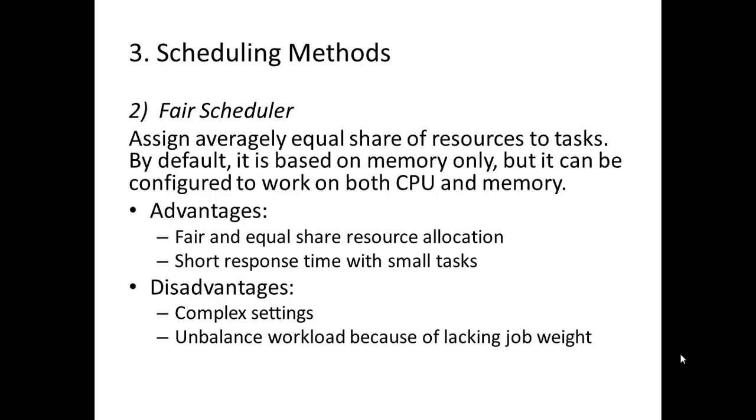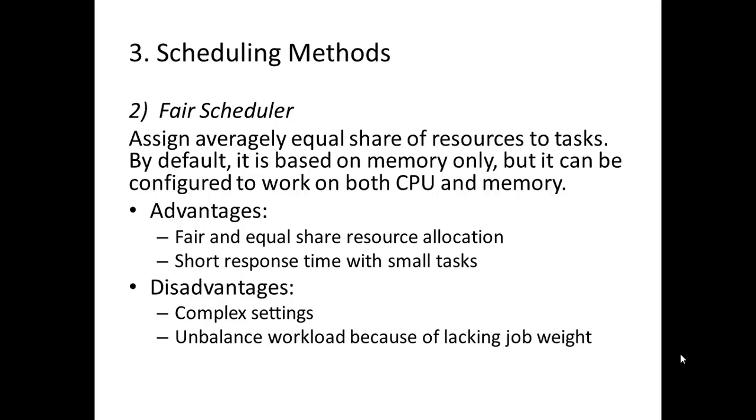The second one is called the fair scheduler. Fair scheduling assigns an equal share of resources on average to applications. By default, the fairness is based on memory only, but it can be configured to work on both CPU and memory. So in case of a single application running, it uses the entire cluster. Free resources will be allocated to new applications, so a cluster can be shared between certain users.